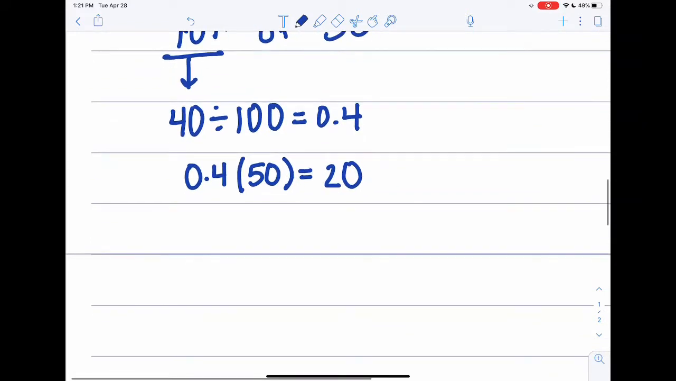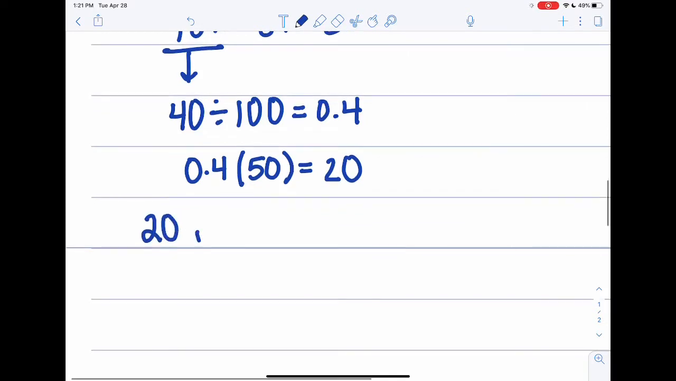So what is this 20? Is that what my shoes are going to cost? No. This 20 is 40% of 50, meaning I'm going to take $20 off that 50. So in reality, I'd be paying $30 for my shoes.